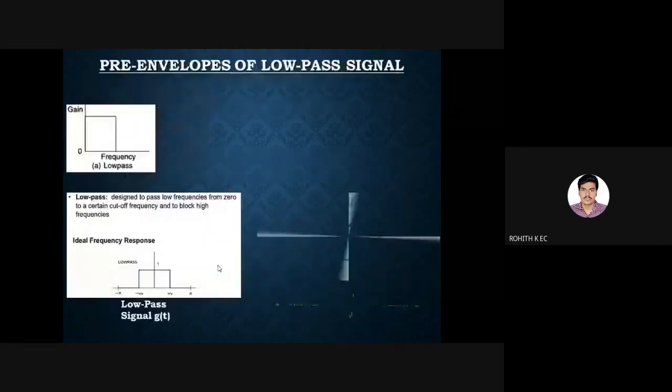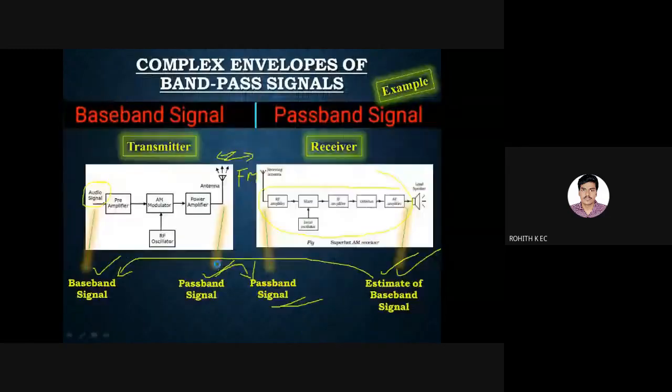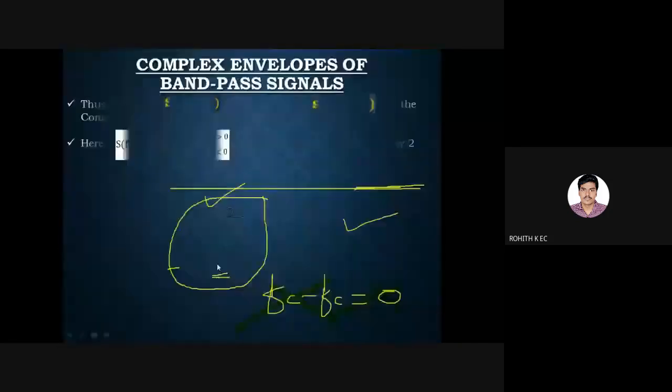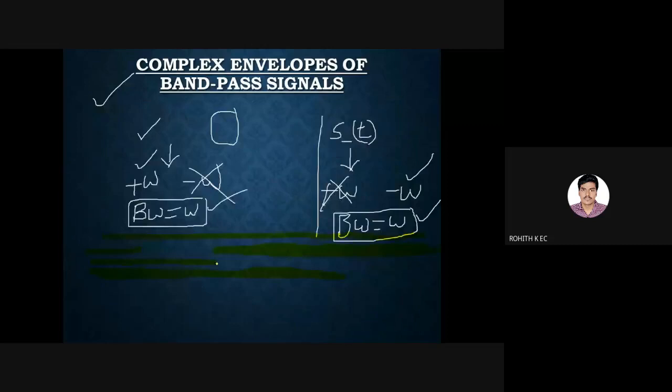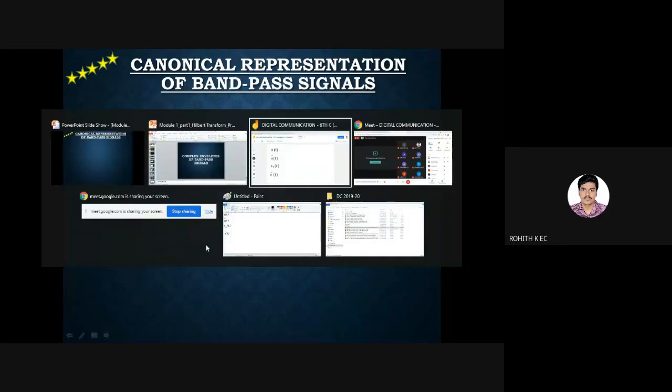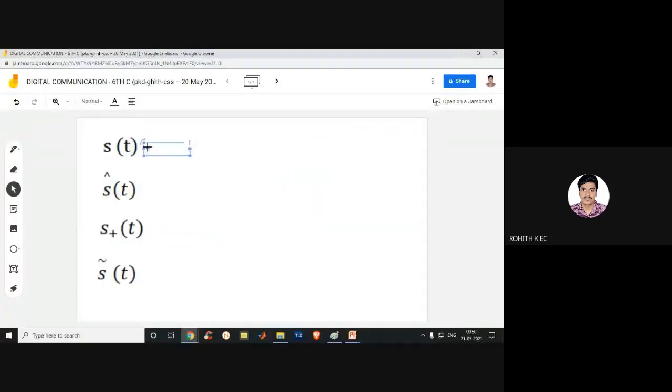Okay, so before I proceed, I want you to give me the answers for these notations so that I understand that you are on the same page. Because if you don't have clarity regarding these equations, then there is no point in discussing canonical representation. Yes, please give your answers in the chat box. What does S of T represent? What is S of T? Is it your baseband signal or passband signal? Please answer in the chat box.